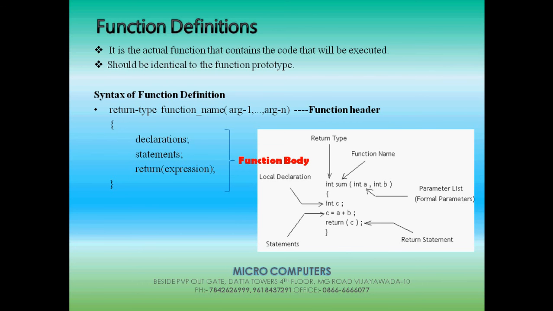As you can see here, we will take an example, int sum. Int is a return type, sum is a function name. Int is a data argument type and a is a formal parameter. Int is again a data type and b is a formal parameter, and this is the declaration. Int c is a declaration, which is a local declaration. The statement is c equals a plus b. Return c is an expression. c is an expression here. It is returning the sum here, after the sum of the two variables is computed.